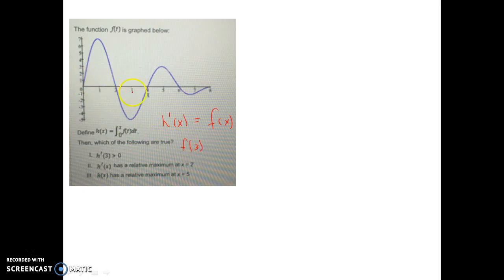So, let's see, h prime of 3 is just going to be f of 3. Well, f of 3 is somewhere around -5. Is that greater than 0? No. So that one's out.